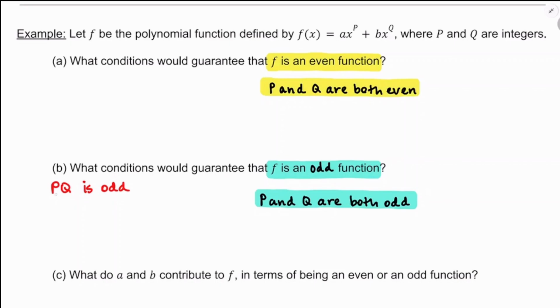Maybe, yeah, you could say p squared and q squared are odd. But that's kind of a stretch. I mean, I could probably have said that about the even one if they both have even squares.